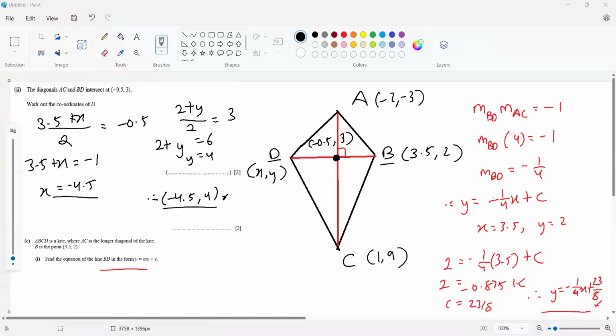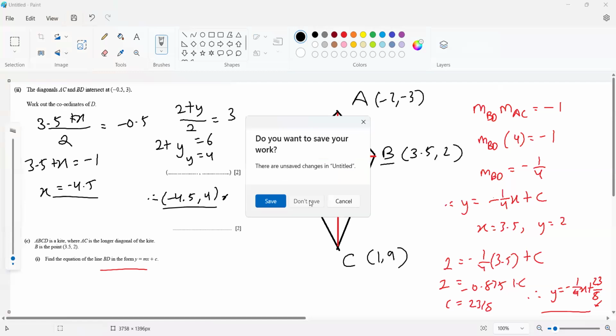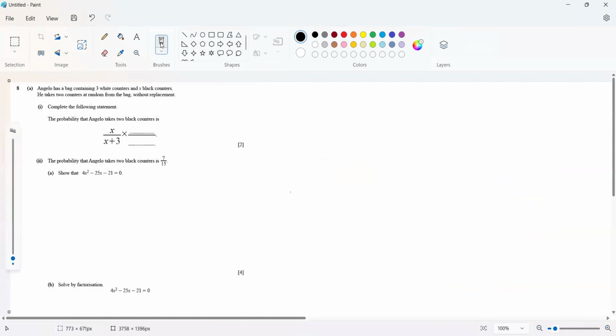It's long, but it is quite normal for paper 4 questions that they will take part after part after part in that sense. So for number 8a, Angelo has a bag containing 3 white counters and x black counters. He takes 2 counters at random from the bag without replacement. Without replacement means he takes it out, he doesn't put it back. So complete the following statement.